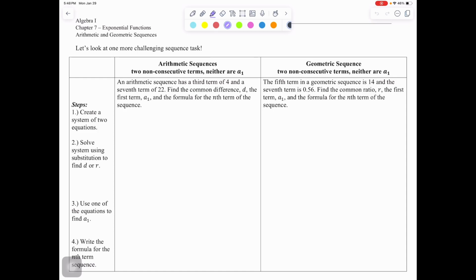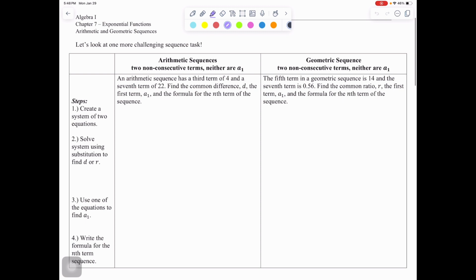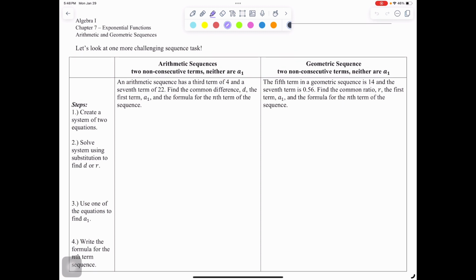Our next lesson is called Arithmetic and Geometric Sequences. So first we're going to look at one more challenging sequence task, and we're going to do one for arithmetic as well as geometric. So we'll start with arithmetic. It says an arithmetic sequence has a third term of 4 and a seventh term of 22. So for the first time, I'm giving you two non-consecutive terms, and neither of them are the first term.